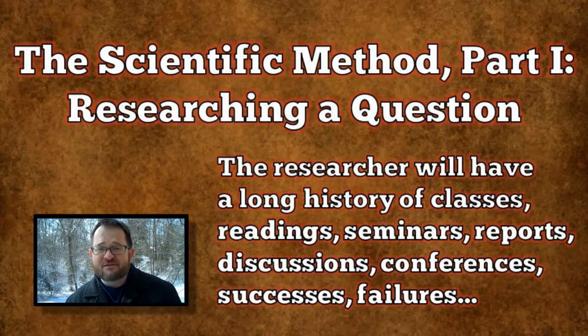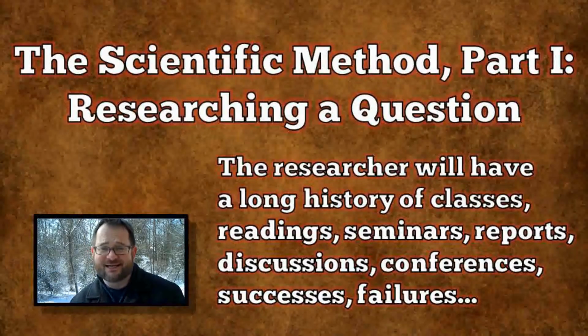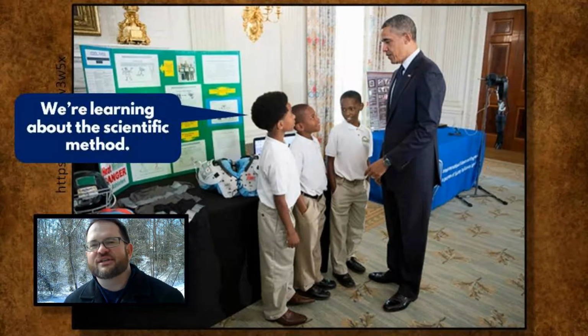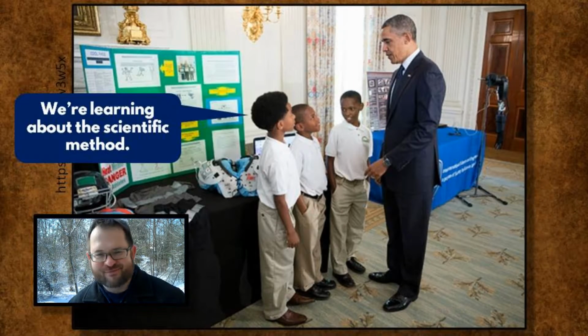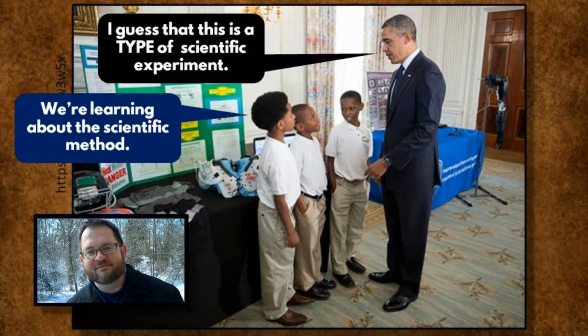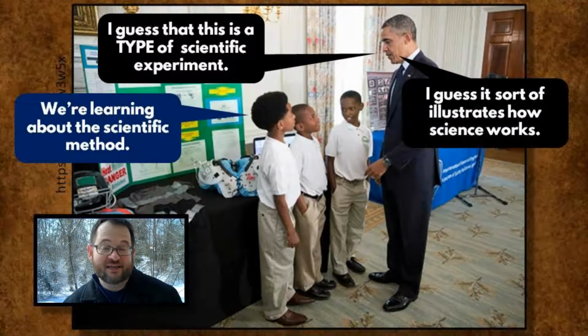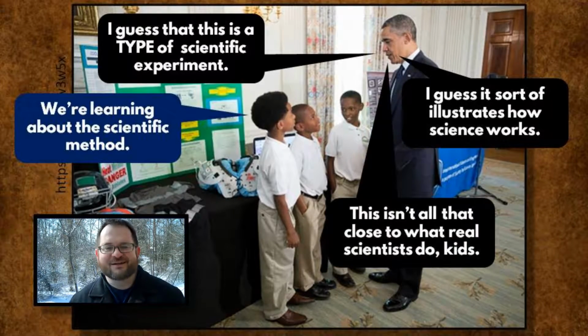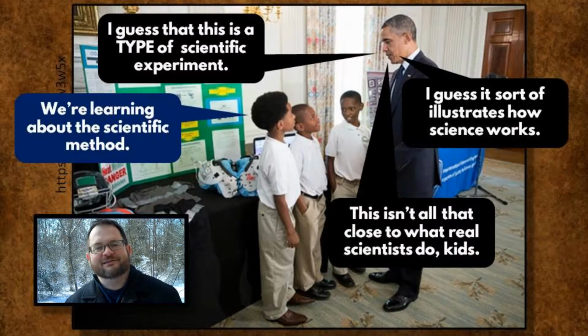That is fundamentally what is different between what a scientist does and, say, a kid at a science fair. Here are some kids getting to meet the president at the White House science fair, and the kids are saying, "Hey, we're learning the scientific method here." I guess that's a type of scientific experiment. These kinds of things that kids do sort of illustrate how science works, but this isn't really what scientists do.